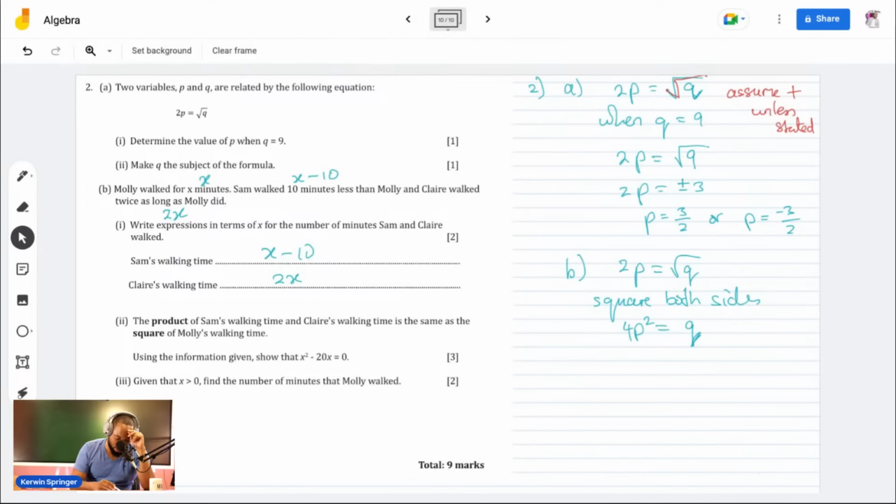And the product of Sam's walking time and Claire's walking time is the same as the square of Molly's walking time. Jeez, and ages. We need a new page. All right, so let me see. Next page.